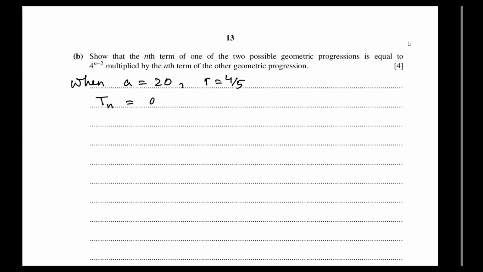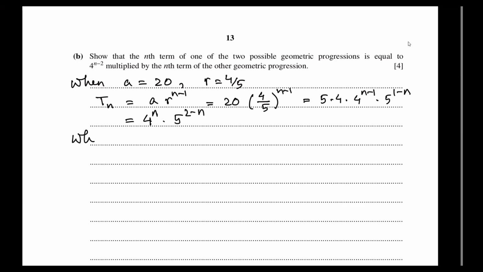Nth term a r to the power n minus 1, that is 20 times 4 by 5 to the power n minus 1. So if we separate it, we have 5 into 4 to the power n minus 1 into 5 to the power minus n plus 1, that is 1 minus n. So if we simplify it, 4 to the power n minus 1 plus 1, that is 4 to the power n, 5 to the power 1 plus 1 minus n, that is 5 to the power 2 minus n.